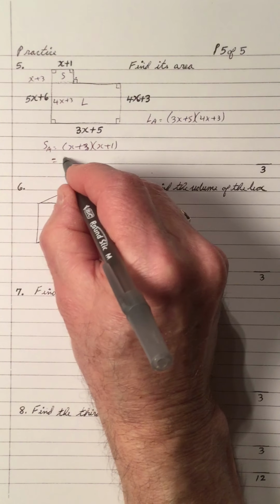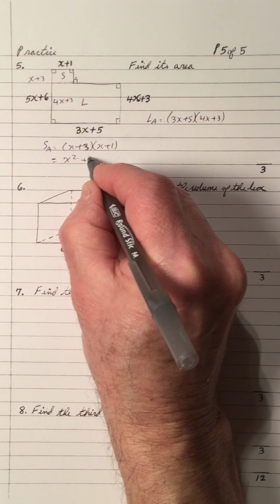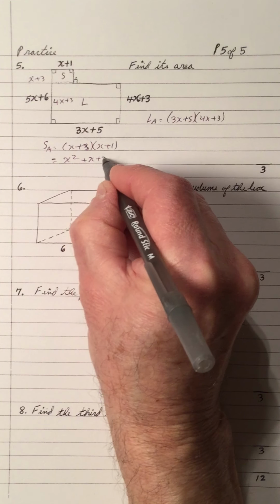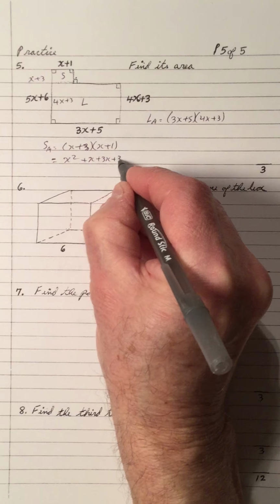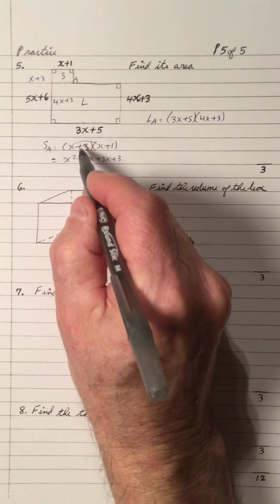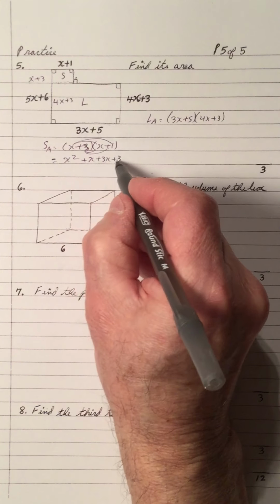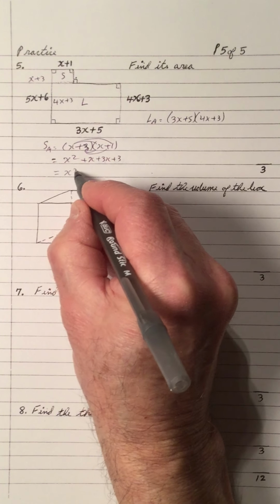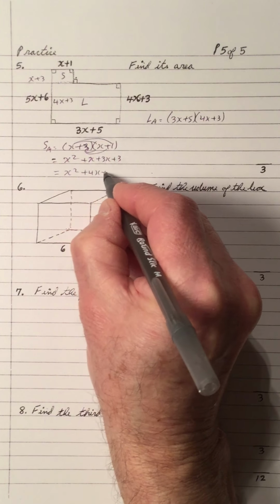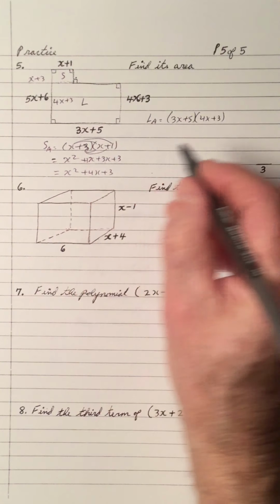So multiply, FOIL first, outside, inside, last. So x times x, x squared. X times 1, 1x. 3 times x, 3x. 3 times 1, 3. Add up the like terms. Done. 1x and 3x is 4x.